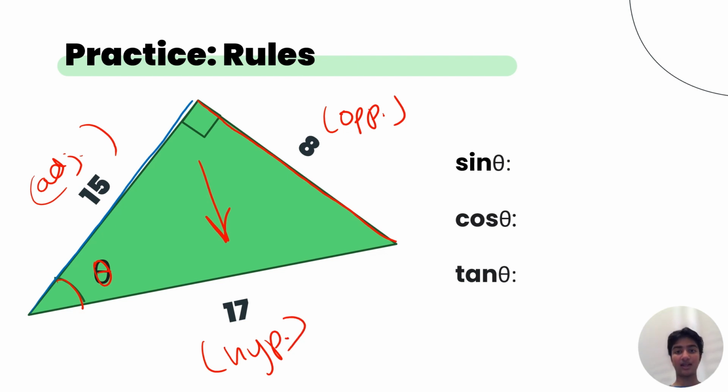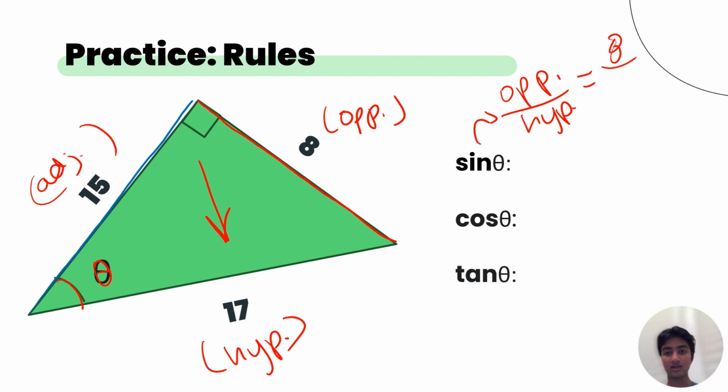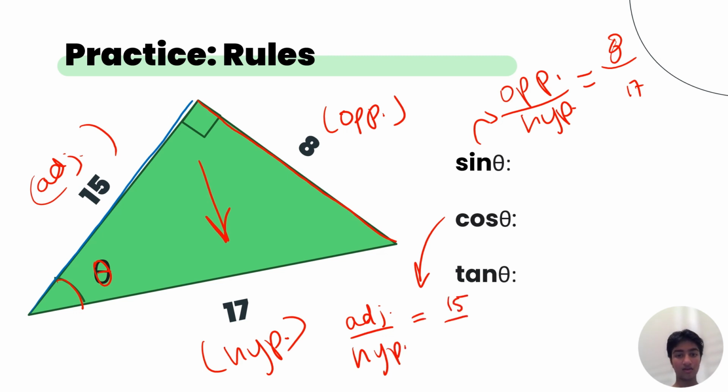So sine theta is opposite over hypotenuse. So therefore this must be opposite 8 over the hypotenuse 17. Cosine theta is adjacent over hypotenuse. So that must be adjacent 15 over 17. And tangent theta is opposite over adjacent. So therefore that must be opposite 8 over 15.